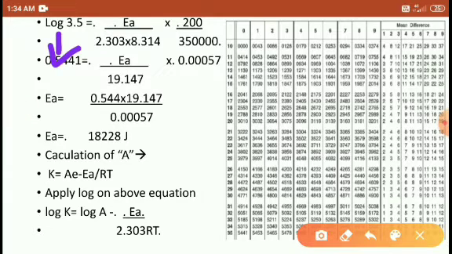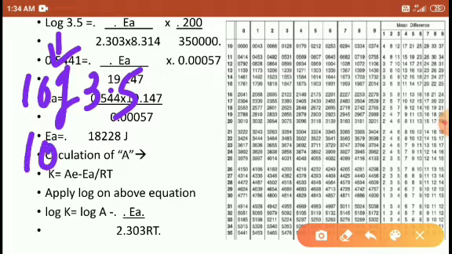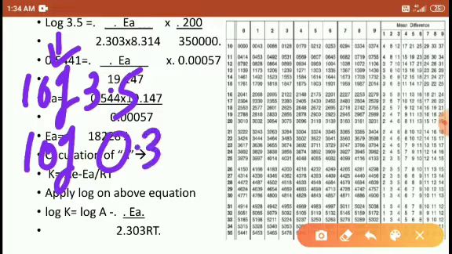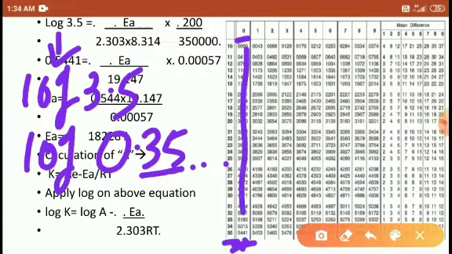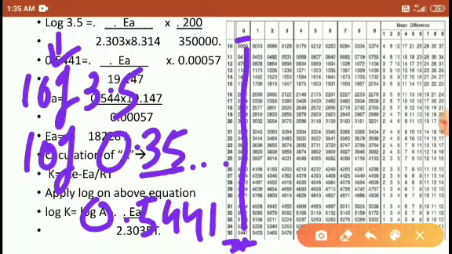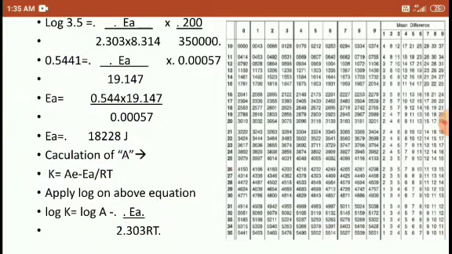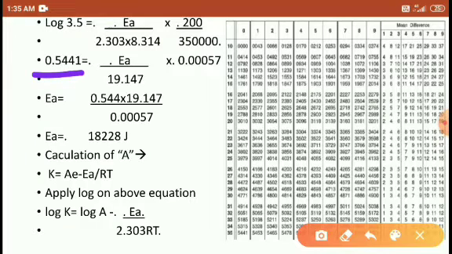For log 3.5, I have to look up log 3.5 in the table. Look at the 35th row, friends, the 35th row, 0th column, because there is no other digit, meaning 0. The decimal point stays as it is, and the value is 5441. So I am substituting 0.5441 here.